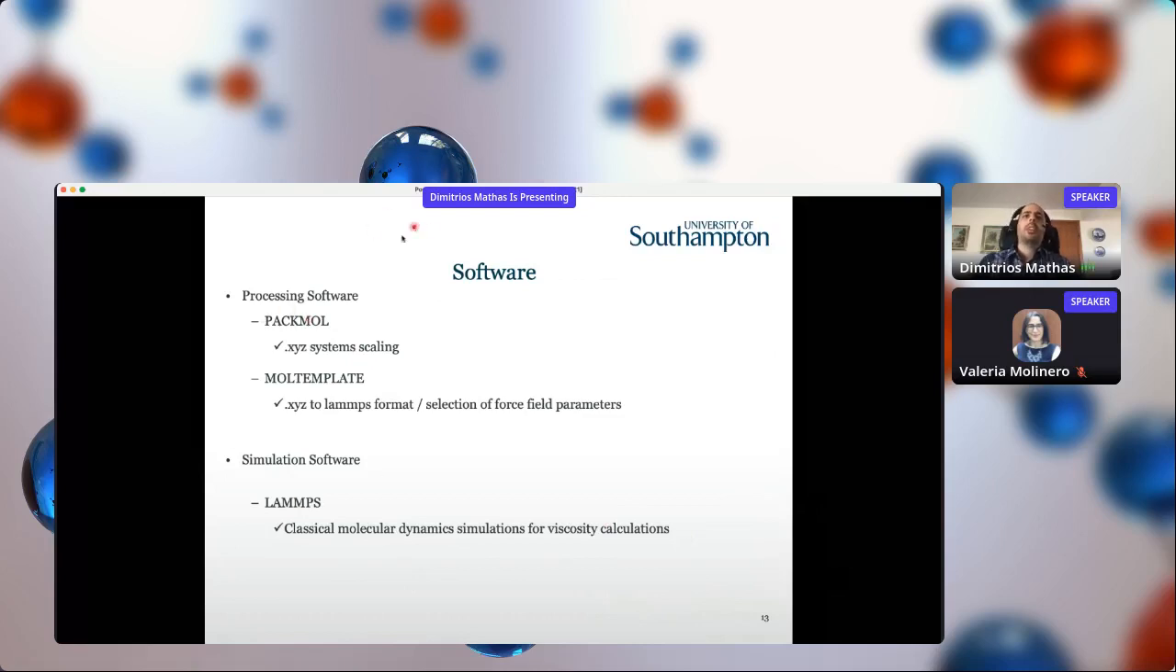Now, the software that we used is processing and simulation software. So for creating our initial structure, we used Packmol and Moltemplate, which are open source programs and are used to generate the topology files. This is a Fortran code, and this is a Python code. And Moltemplate takes the output of Packmol and makes it LAMMPS readable, and also allows us to select the force field parameters. We use LAMMPS, which is a classical molecular dynamics code that can be used for a number of simulations, and in our case, we used it for viscosity.